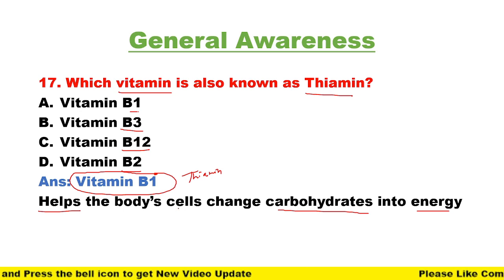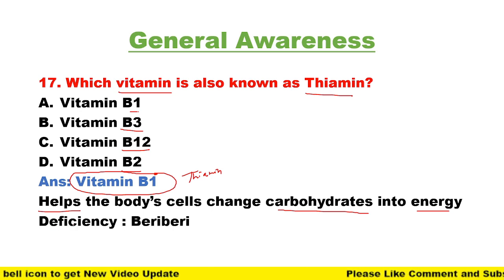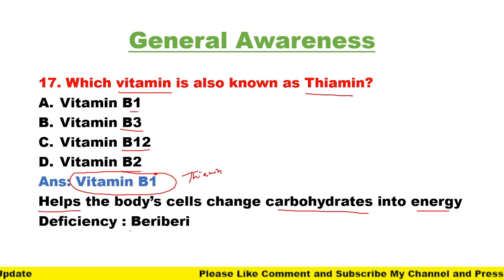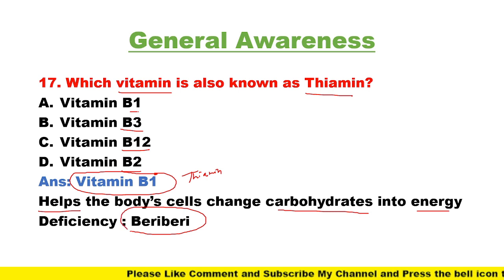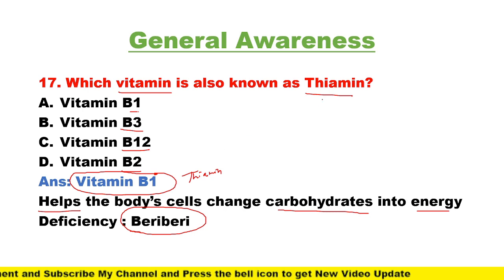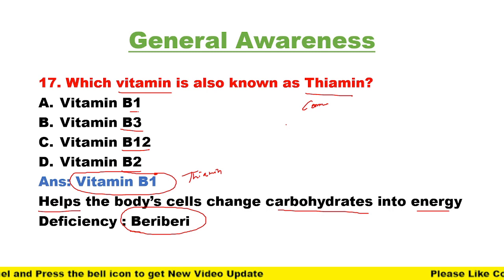And let us see if there is a deficiency. If there is a deficiency of vitamin B1 or thiamine, what is the disease we see? Beriberi is the disease we can see if there is a deficiency of vitamin B1 or thiamine. If they ask the common name for vitamin B1, it is thiamine. Next.